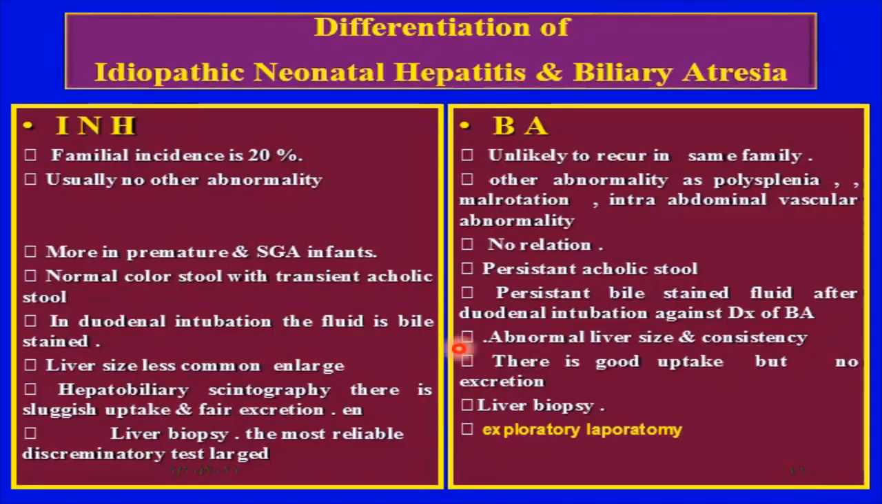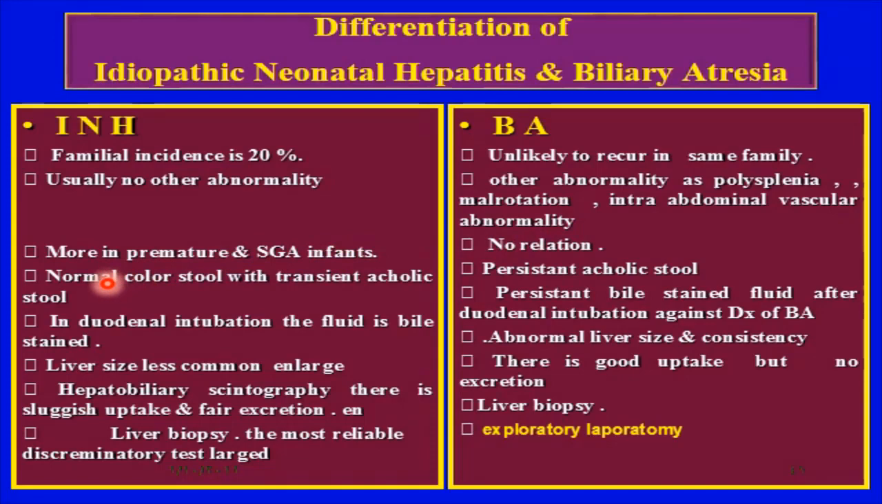Now, differentiation of idiopathic neonatal hepatitis and biliary atresia. Here in idiopathic neonatal hepatitis, there is a familial incidence which is about 20%. Here it is unlikely to recur in the same family. Usually here there is no other abnormality. In biliary atresia there are a lot of abnormalities like polysplenia, malrotation, situs inversus, and so on. It is more in premature babies, while small for gestational age has no relation.